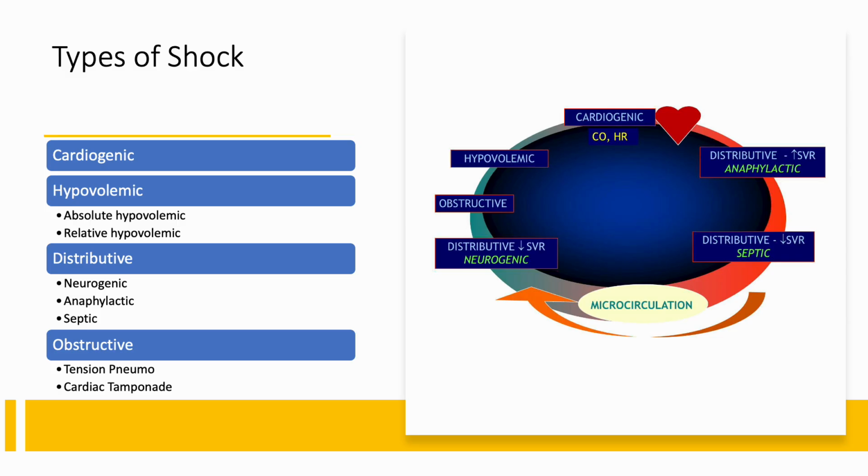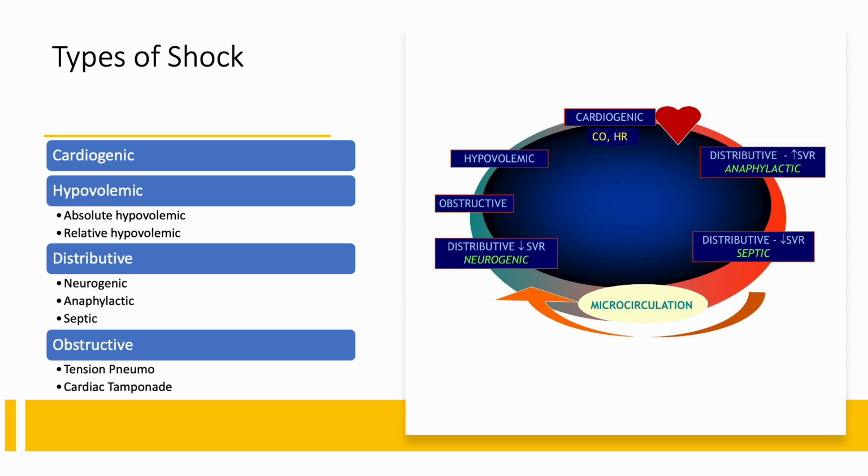The four main types of shock are cardiogenic shock. This is a result of the heart's inability to pump effectively, leading to inadequate cardiac output and poor tissue perfusion. So, for example, after a heart attack. Hypovolemic shock is caused by a significant loss of blood or fluids, reducing the volume available for circulation and decreasing tissue perfusion, for example, from severe bleeding or dehydration.